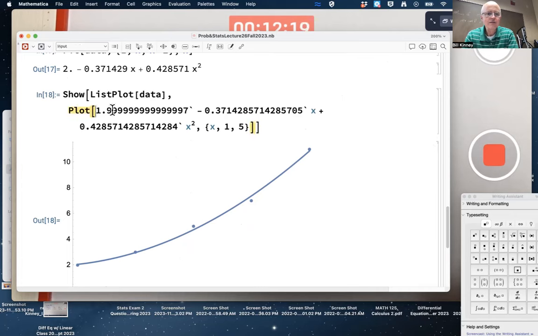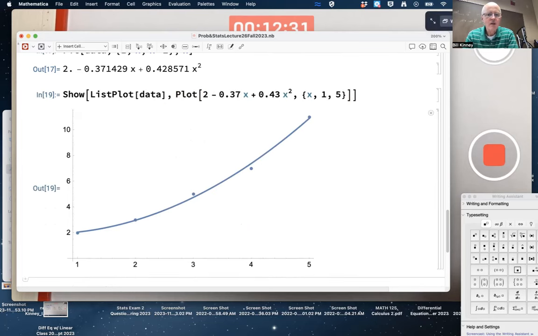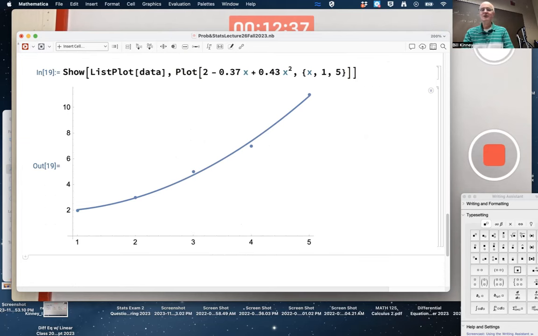Get rid of a lot of those decimal points. That's some weird approximations going on there. Let's just simplify it here. Okay, pretty good. Looks like it's doing a pretty good job, right? Can it predict the next prime pretty well?